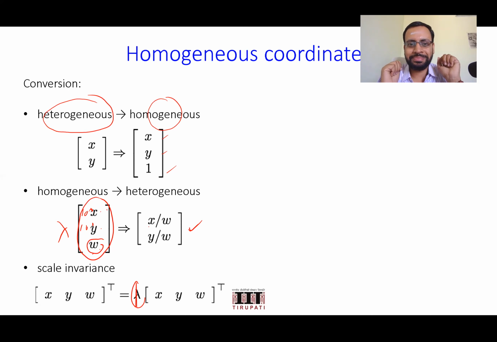Any questions here? The third point, sir, lambda times the same vector. Could you just give a small intuitive example right now?